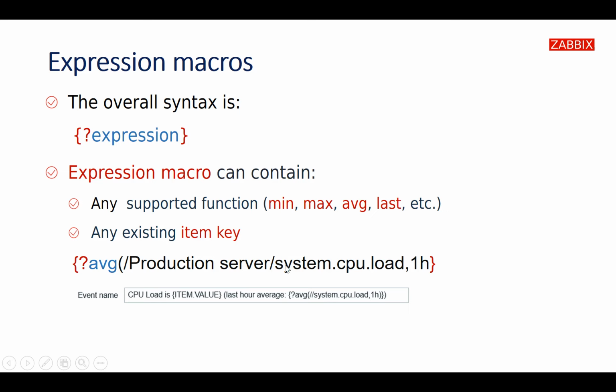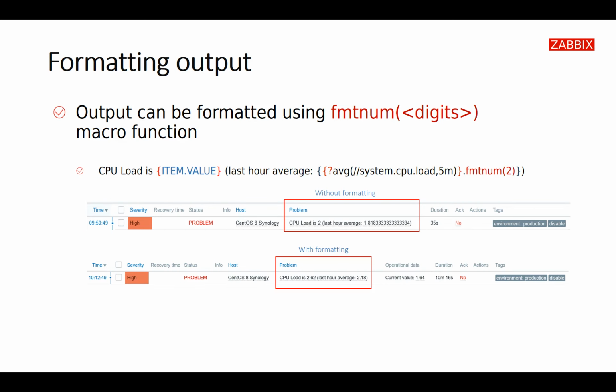In case you're referencing the current host, for example in regard to a problem event, this is the host where a trigger fired and to which this trigger belongs. We can omit specifying the host, and it will just be blank. So it would look like double slash and then the item key, and this is how we receive this average value for the last hour.